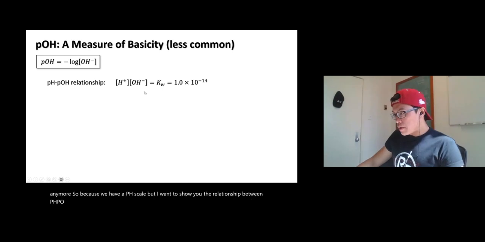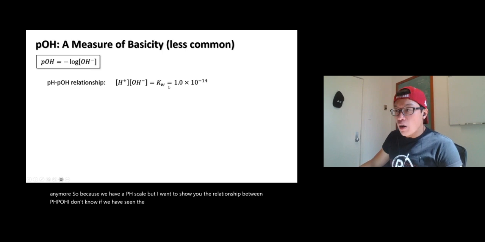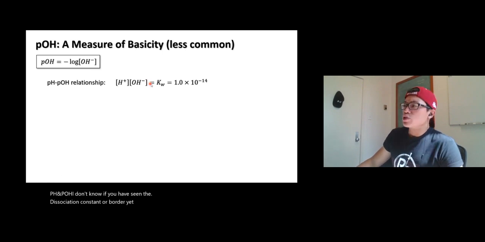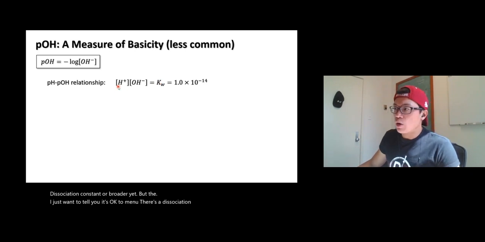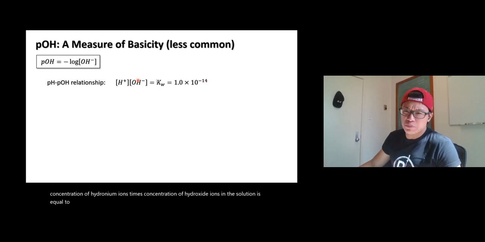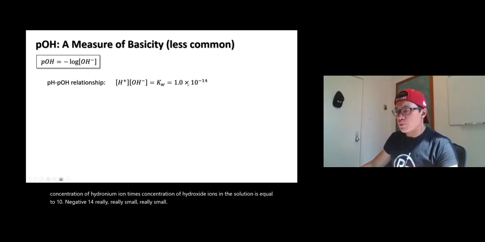Okay, I don't know if you have seen the dissociation constant of water yet, but I just want to show you. So Kw, that's a dissociation constant of water, which is the concentration of hydronium ion times concentration of hydroxide ion in the solution is equal to 10⁻¹⁴. Really, really small. But take a look at the math real quick.